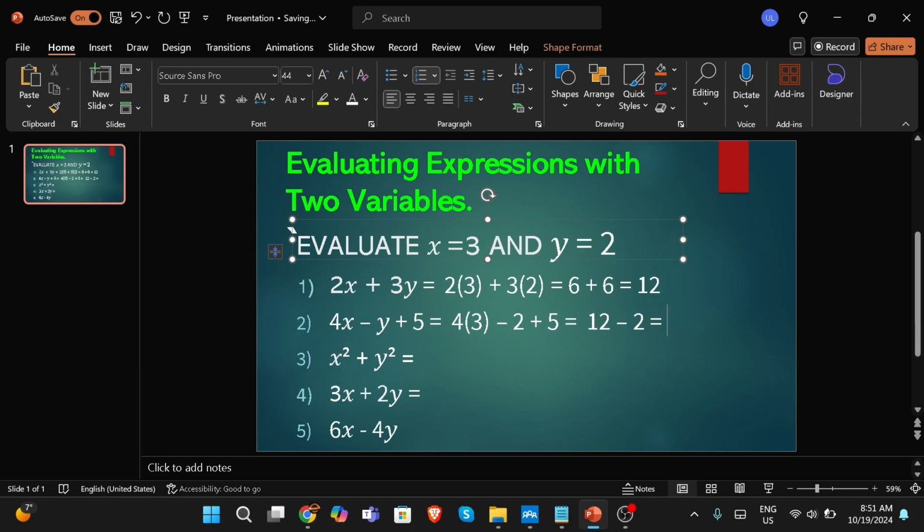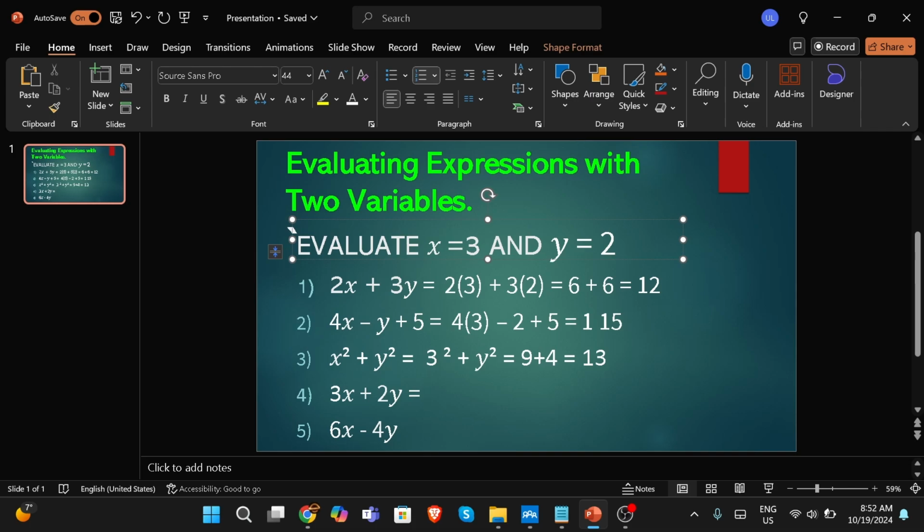All right, 15. Now let's proceed to our third question, which is x squared plus y squared. So we're going to do x equals 3, so 3 to the power of 2, plus y to the power of 2. We're basically just going to copy and paste that. Now 3 to the power of 2 is 9, and 2 to the power of 2 is 4. So 9 plus 4, our result is 13.